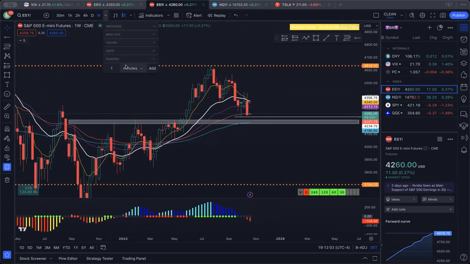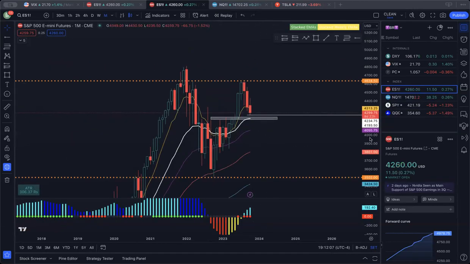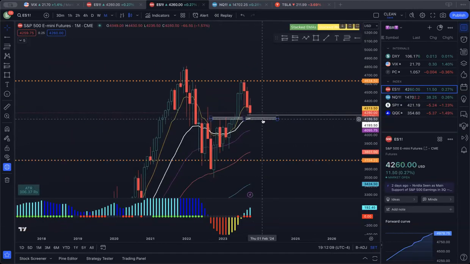But if you take a look at the monthly time frame, you can see this might just be a mean reversion to the 21 EMA, maybe a little lower, maybe to 4,000 potentially if it continues.